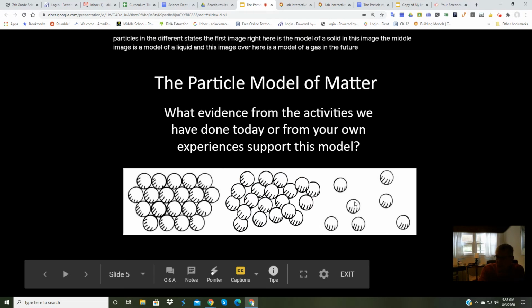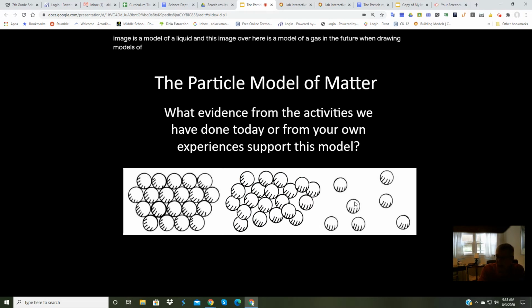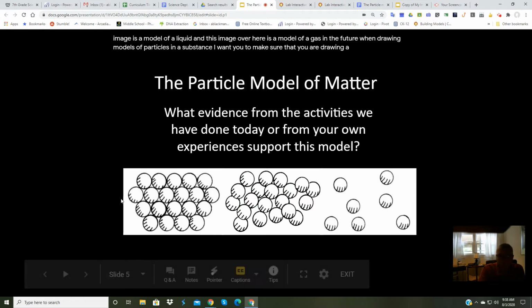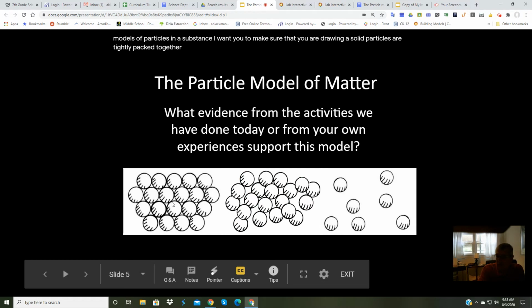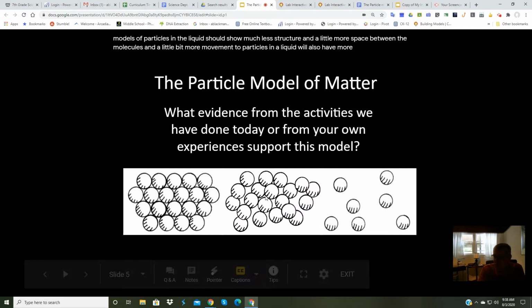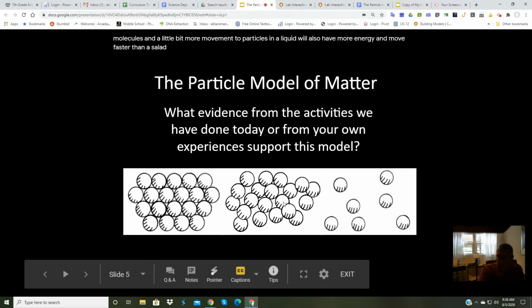In the future, when drawing models of particles in a substance, I want you to make sure that you are drawing a solid. The particles are tightly packed together and organized, that the particles have a structure and that they move very slightly. Models of particles in a liquid should show much less structure and a little more space between the molecules and a little bit more movement too. Particles in a liquid will also have more energy and move faster than a solid.